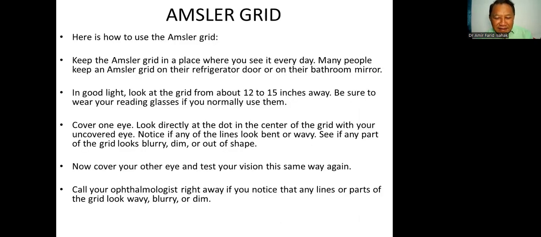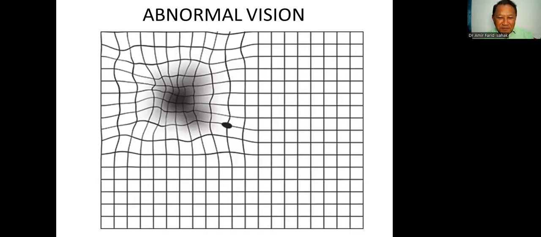This could be what somebody with very bad macular vision would see: a distortion in the lines.